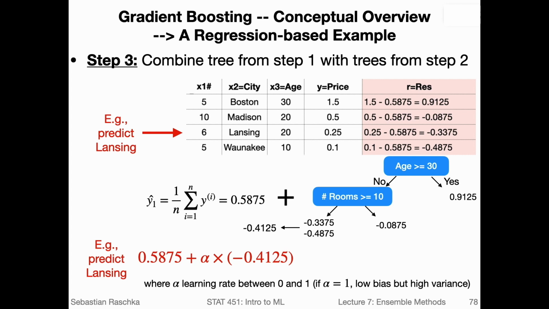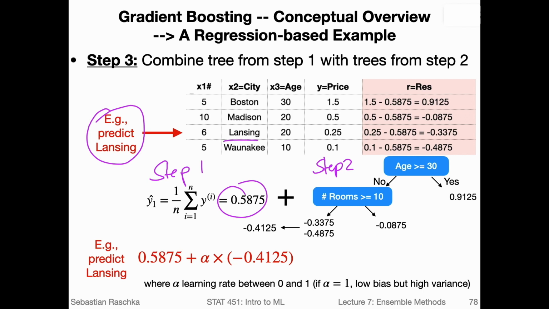So let's take a look at a concrete example, Lansing. Let's say we now have a data point like this Lansing data point and we want to make a prediction for this one. We use all the trees sequentially. Here we only have 2 trees because we only did step 1 and then step 2, but we didn't repeat step 2. So we have the step 1 root node, which is always used. The prediction would be 0.5875. And then to this prediction we add the prediction from the second tree, from step 2.